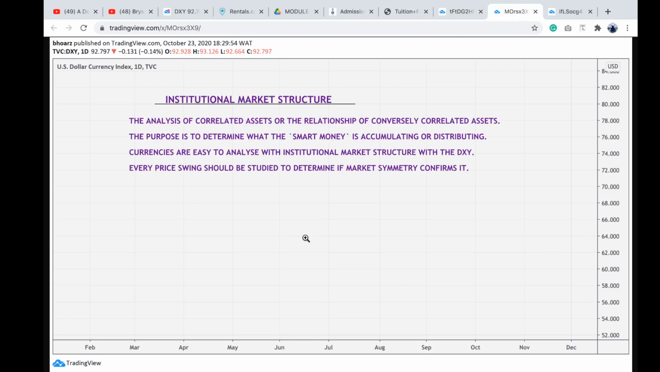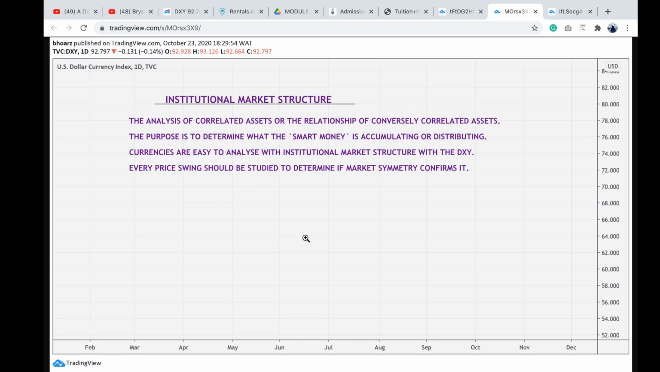Okay, so basically what we're going to focus on today is institutional market structure. We're going to look at the analysis of correlated assets or the relationship of conversely correlated assets. The purpose is to determine what smart money is accumulating or distributing. So our goal for this lesson is to understand what asset class smart money is accumulating, and how to identify when smart money is accumulating in an asset class, or if they're distributing in an asset class, and how to identify when smart money is distributing in an asset class.